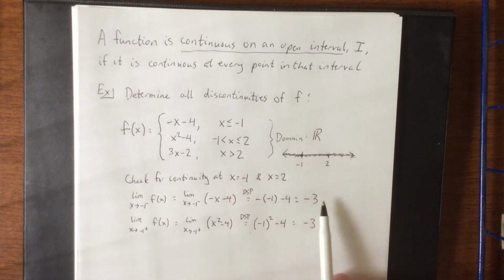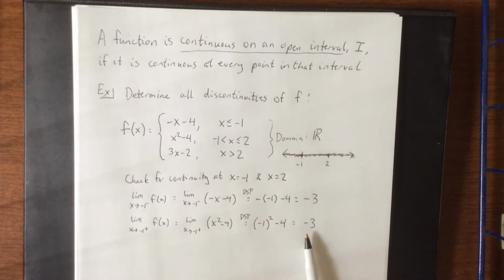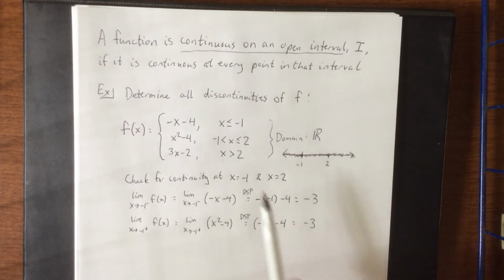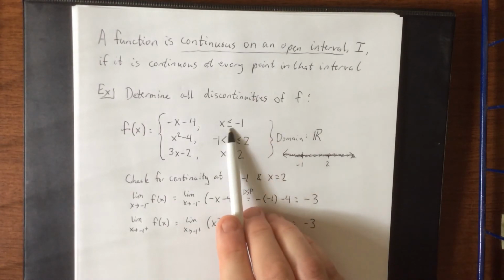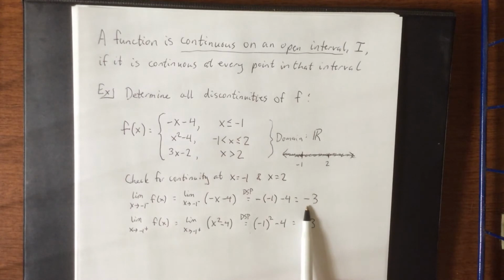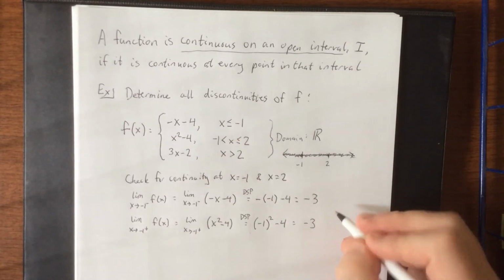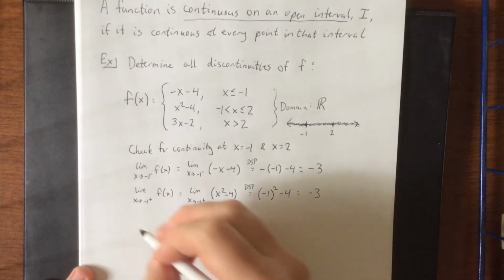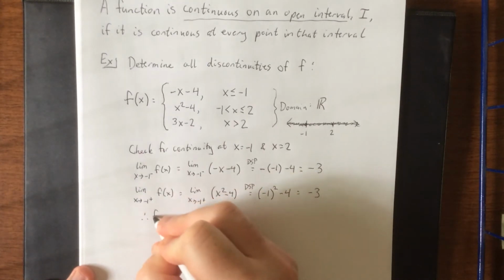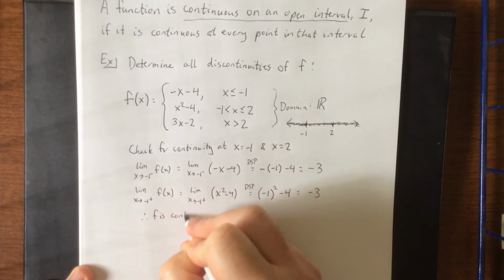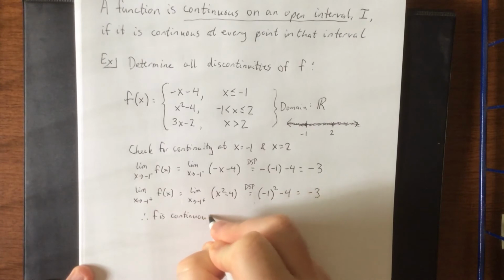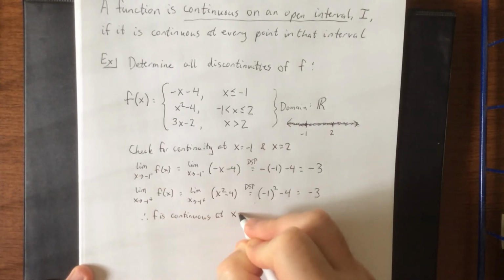What this means is that the left-hand limit and the right-hand limit are equal to each other. Moreover, the definition of the function f of negative 1 would be equal to this negative 3 as well. Therefore, the function is continuous at x equals negative 1. Therefore, f is continuous at x equals negative 1.